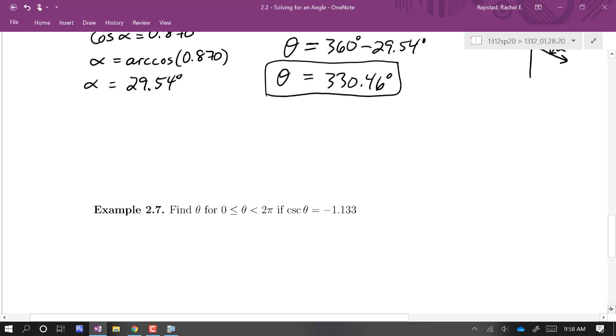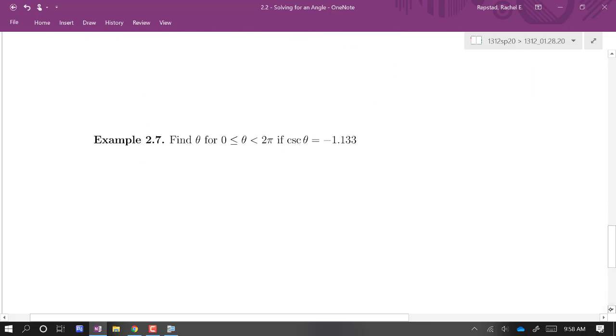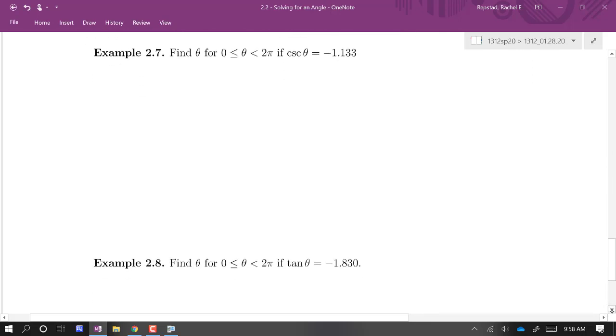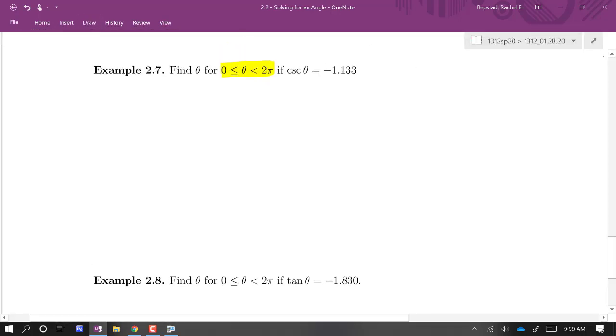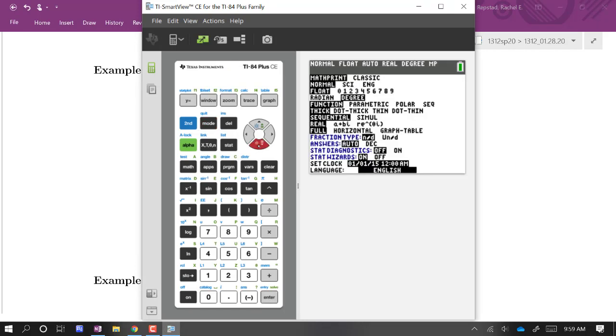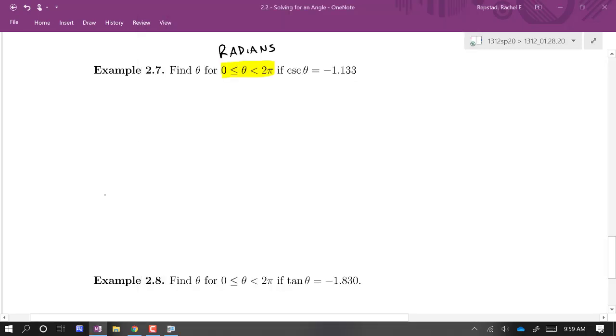Let's do another. This looks kind of just like the ones we were doing. What's different about it? We're in radians. How do you know? Yeah, where theta is between 0 and 2 pi. So we're definitely in radians here. So I'm just gonna switch my calculator to radian mode now. They tell us that cosecant is a negative 1.133. What quadrants is that in?